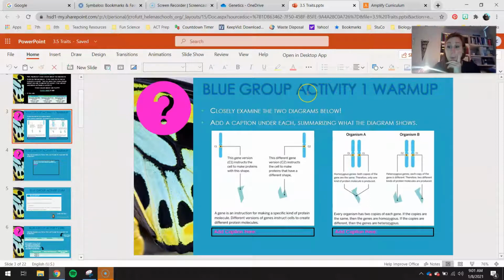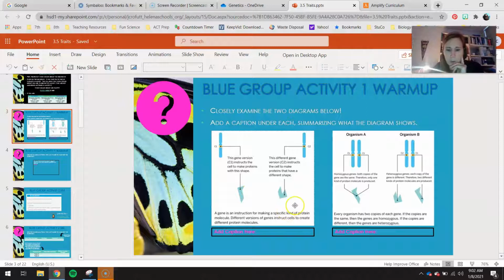So the first activity is just your warm-up for today. You have these two diagrams, and I want you to read through them. We have this chromosome here and this chromosome here, and we're looking at two different genes. On this gene, we have the C1 allele, or the C1 version. This gene version, or allele, instructs the cells to make proteins with this shape, that weird check-mark looking shape. And on our other chromosome, we probably got one from mom, one from dad, we have this C2 gene, or the C2 allele, and this different gene version instructs the cell to make this protein, which we can tell has a different shape than this C1 protein.